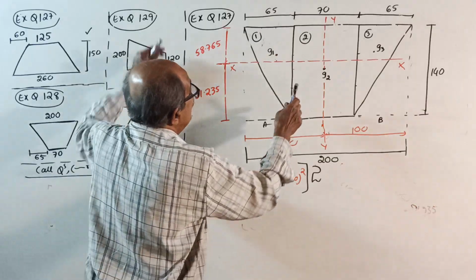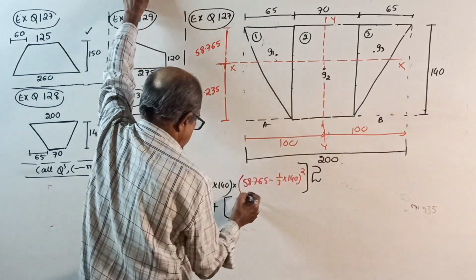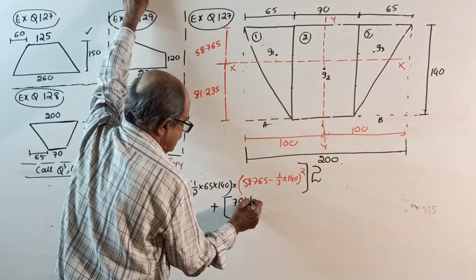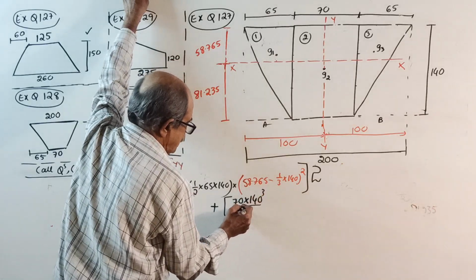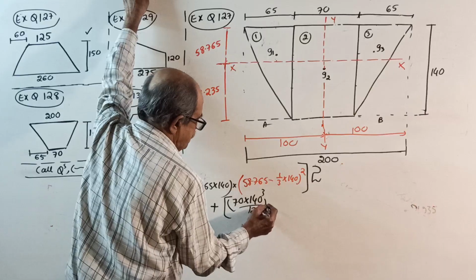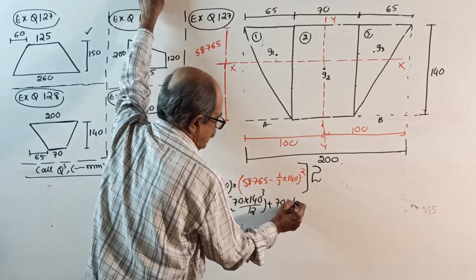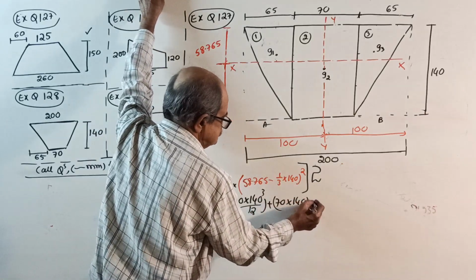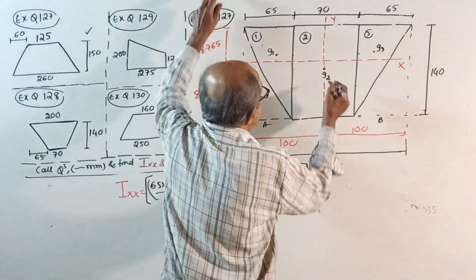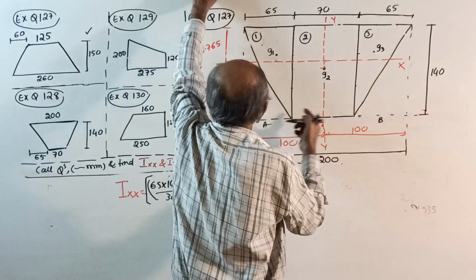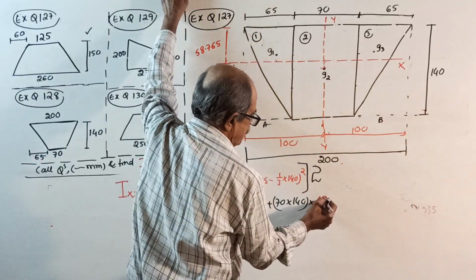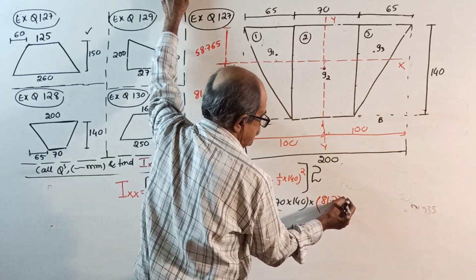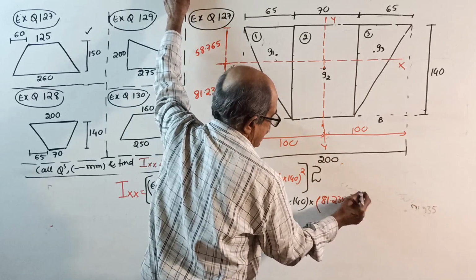Middle one. 70 into 140 cube by 12 Ig plus 70 into 140 is the area, into this distance square is 81.235 minus half of 140.